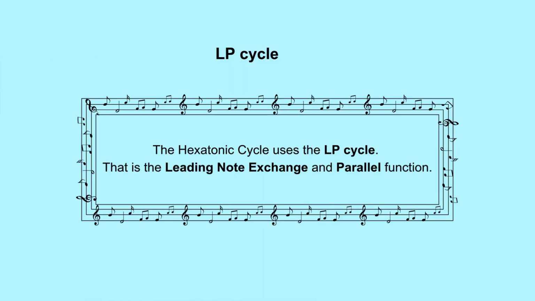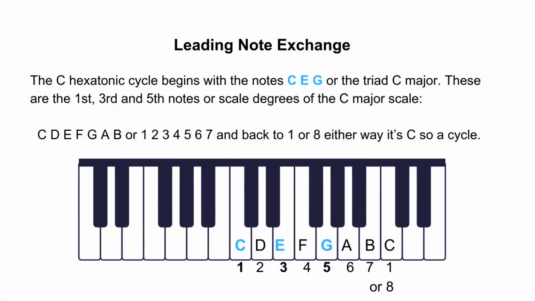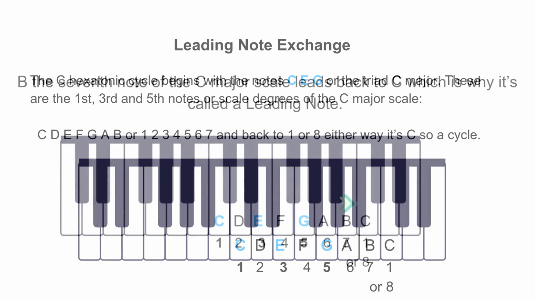The hexatonic cycle uses the LP cycle, that is, the leading note exchange and parallel function. The C hexatonic cycle begins with the notes C, E, G, or the triad C major. These are the first, third, and fifth notes or scale degrees of the C major scale. C, D, E, F, G, A, B, or 1, 2, 3, 4, 5, 6, 7, and back to 1 or 8, either way it's C, so a cycle.